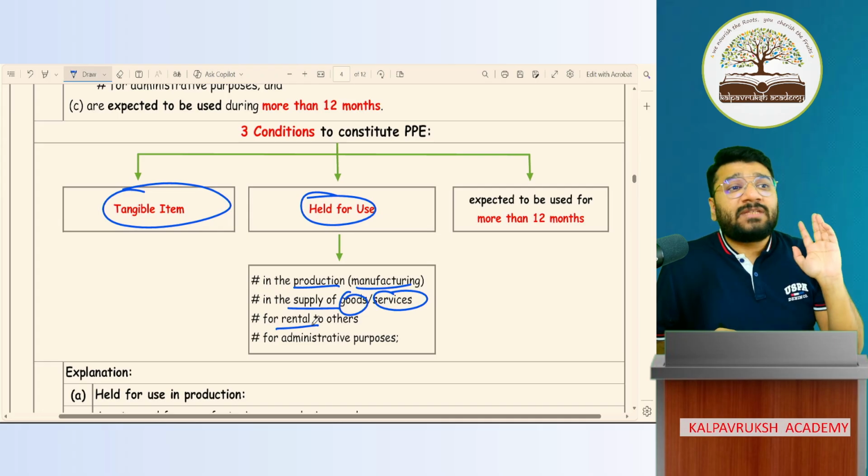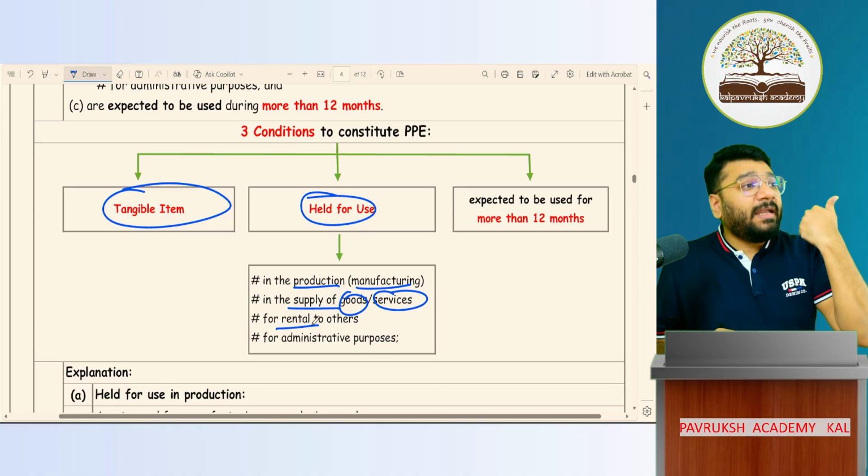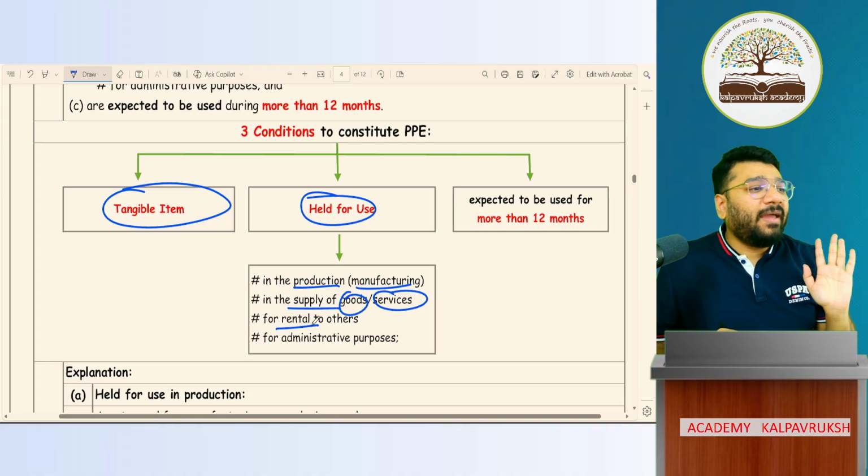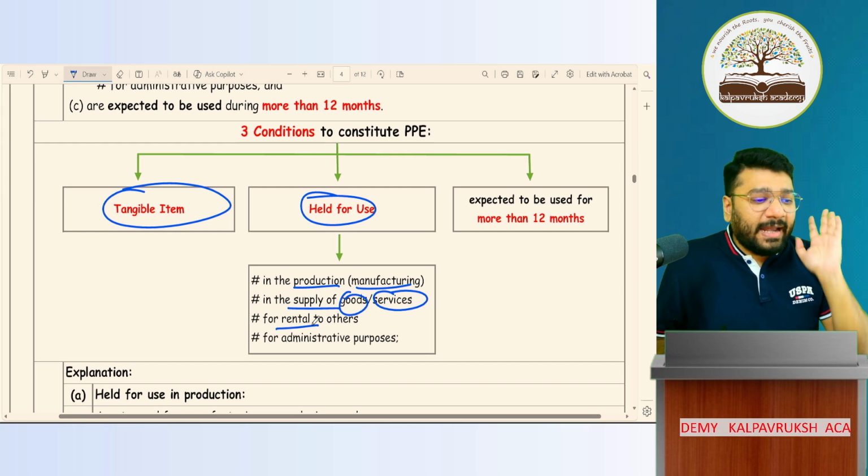If that building is purchased with intention to sell, means I keep buying buildings, keep selling buildings, then that is held for sale. Then AS2 will be applied. Got it, not got it? This clarity is very, very important.